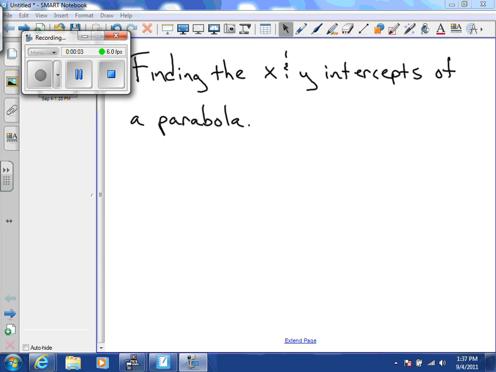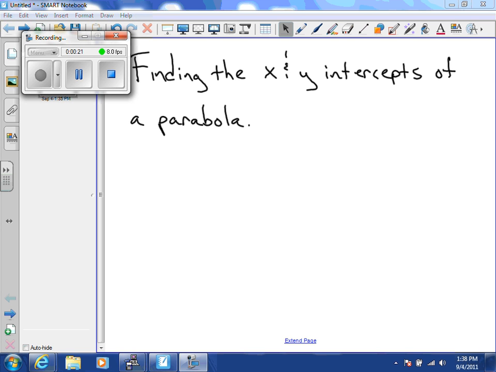The last video on parabolas in standard form is going to cover problems in which you'll be asked to find the x-intercepts, but I'm going to include x and y-intercepts just as a quick recap of what those things mean.